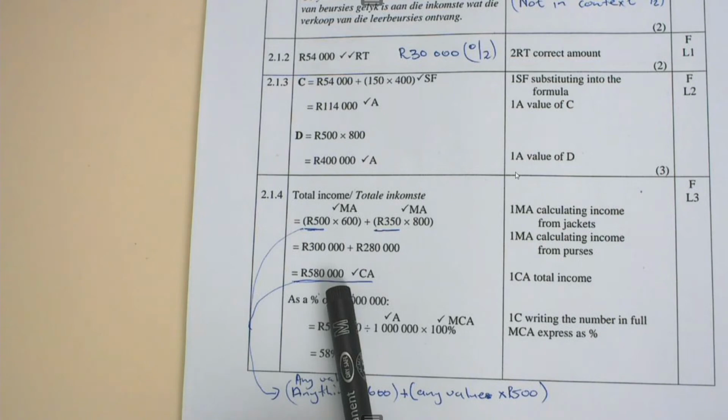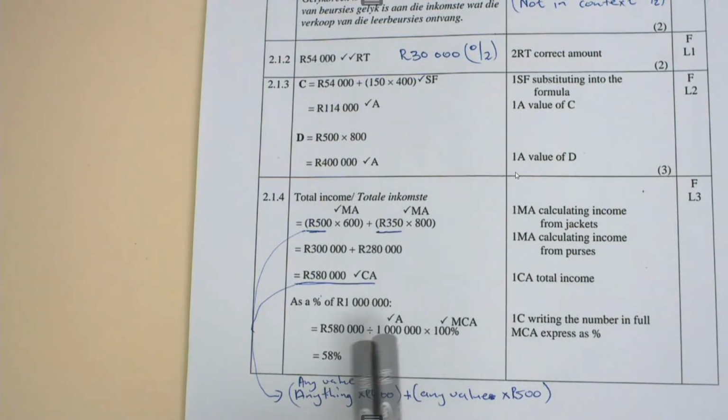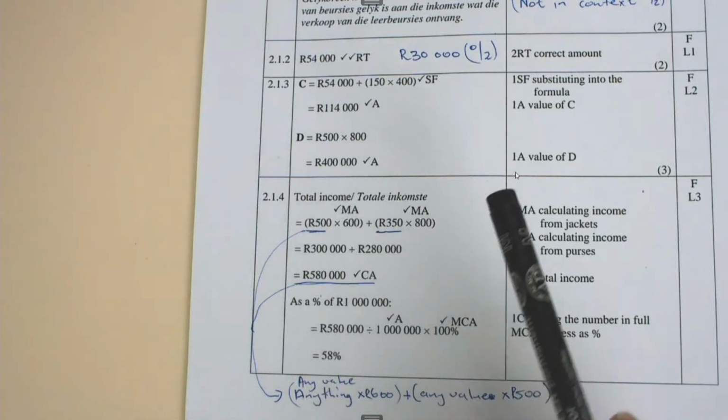And then from there, you have to express it as a percentage over a million. Then it will be 580,000 divided by a million multiplied by 100. Then the answer should be 58. Remember, we are proving that the answer should be 58 here. Now let's look at the marks allocated there.